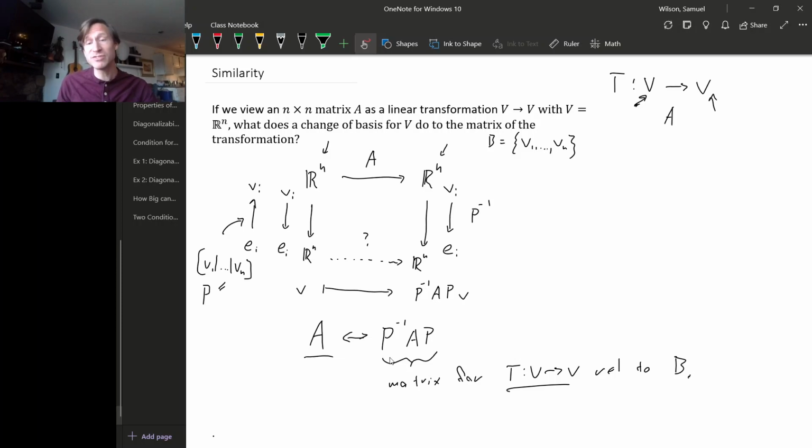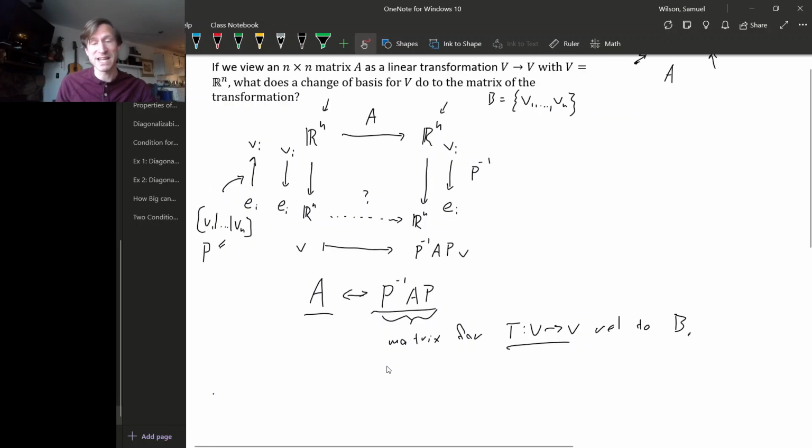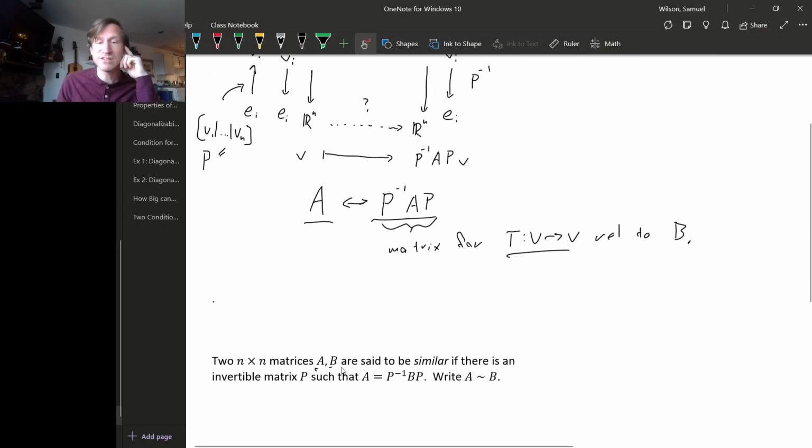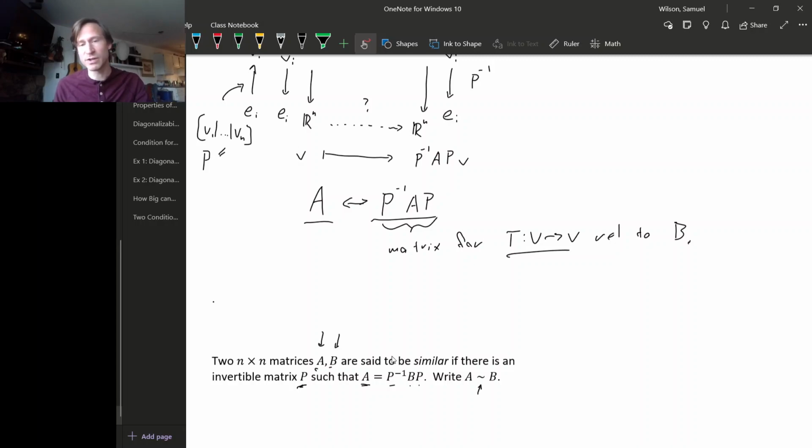So if any two matrices are related in this way, we'll give that relationship a name. When there's some invertible matrix P so that the first one, A, is P inverse times the second one, B, times P, then we say that A and B are similar. The notation for that is this squiggly line: A is similar to B. And remember, being similar means that both of these matrices could represent the same linear transformation, just relative to different bases.